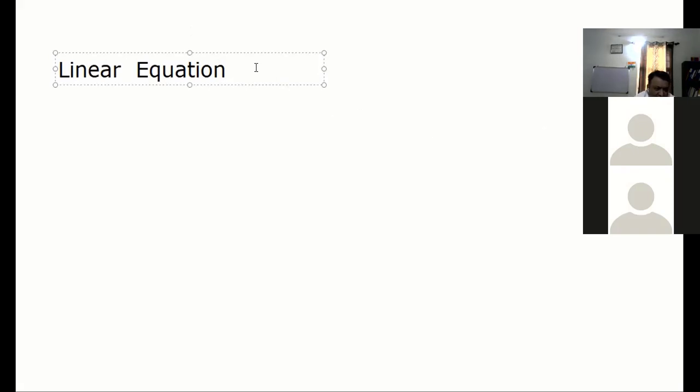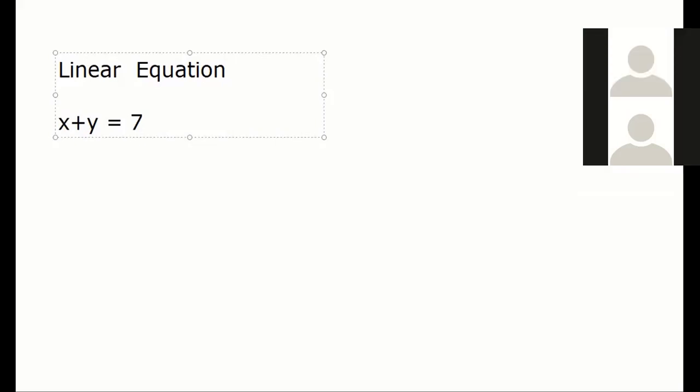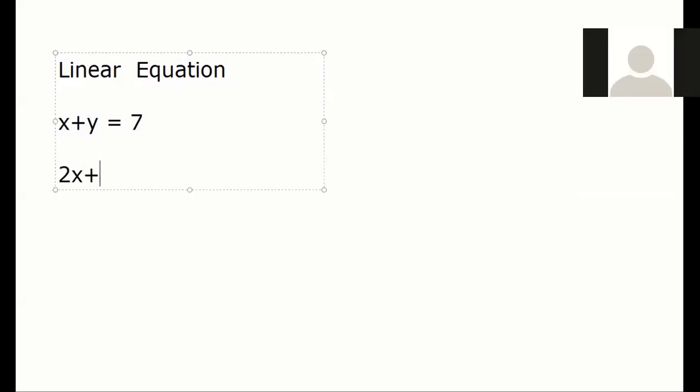Am I audible? You are. So x plus y is equal to 7. Yes. So that is an example of a linear equation. Similarly, if I say 2x plus y equal to 5, this is also a linear equation. Why? Because the power of each term is only 1. That is known as a linear equation. We talked about it earlier. Linear equation.